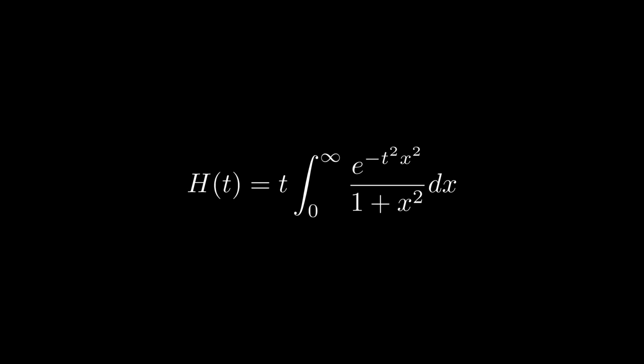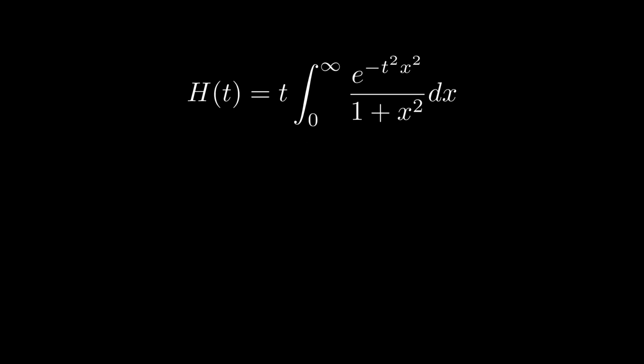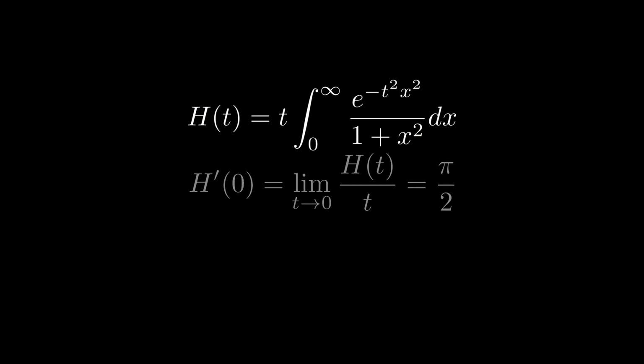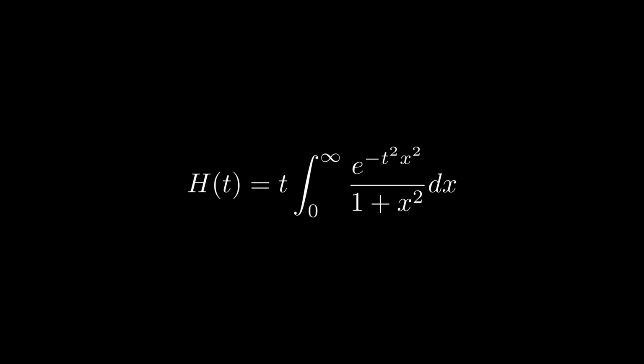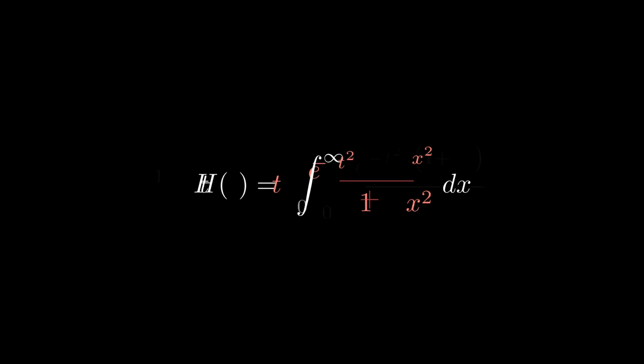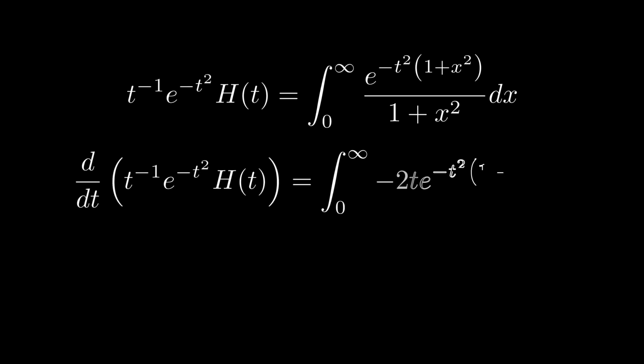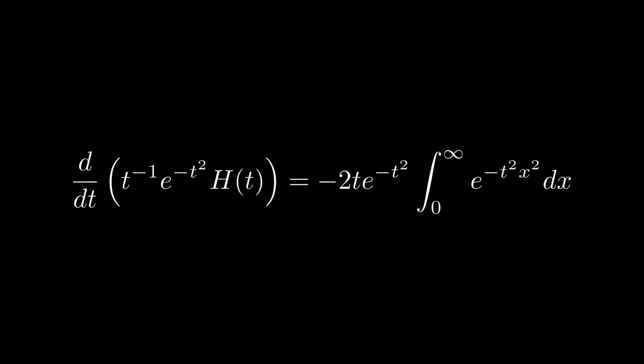At this moment, we can already deduce a useful result. The derivative of h(t) at 0 is pi over 2, by definition. Taking the derivative directly with respect to t is going to be ugly. We don't like the product rule and we don't like the denominator. So let's get rid of them by constructing this new expression. This new expression's derivative looks much nicer. Move the negative 2t times e to the power of negative t squared out of the integral.